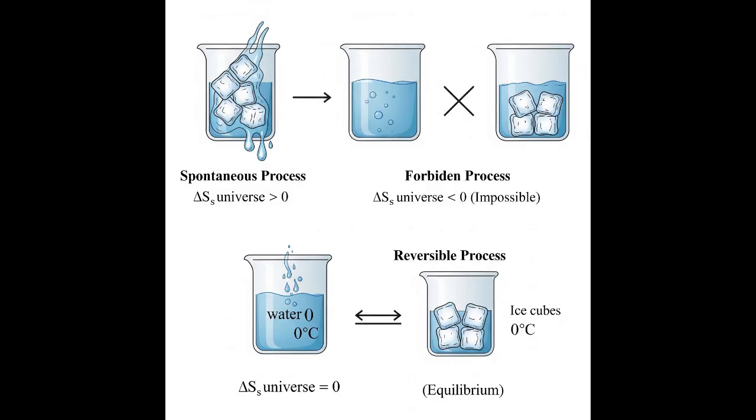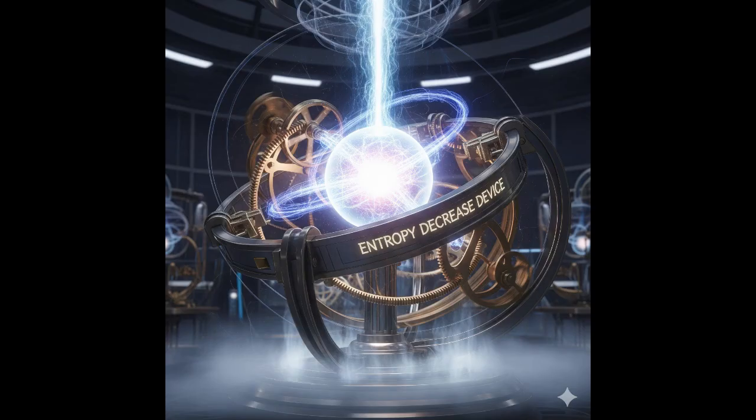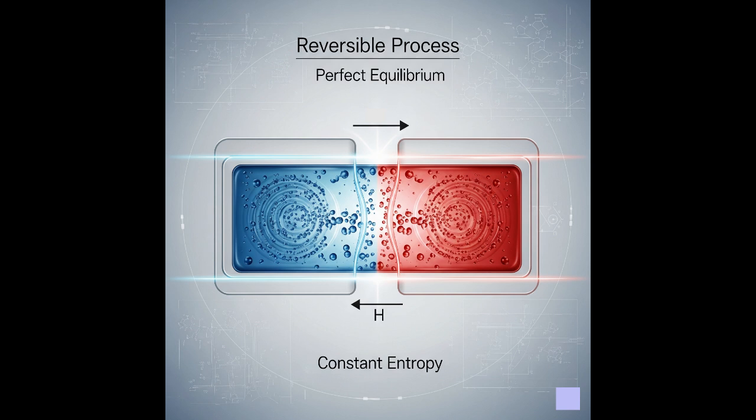The second law, in its most general form, states that for any spontaneous process, the total entropy of an isolated system or the universe always increases. If a process leads to a decrease in total entropy, it's impossible. If the total entropy remains constant, the process is reversible and at equilibrium.